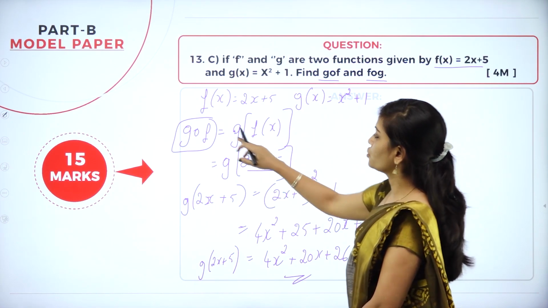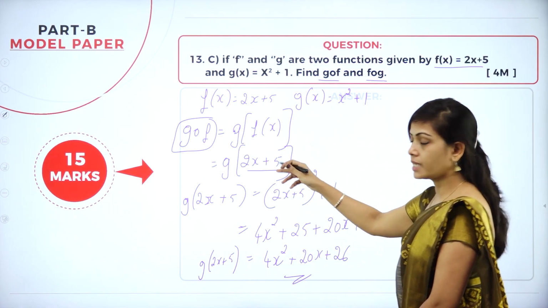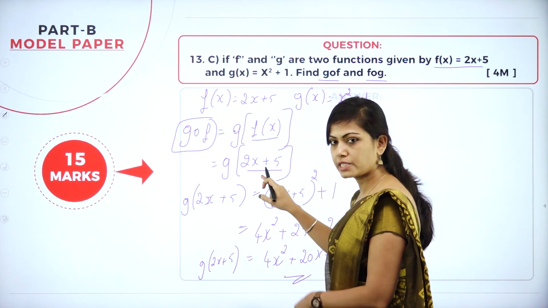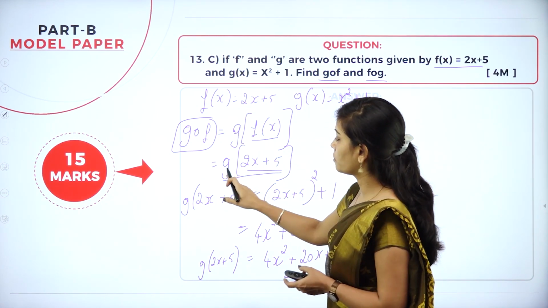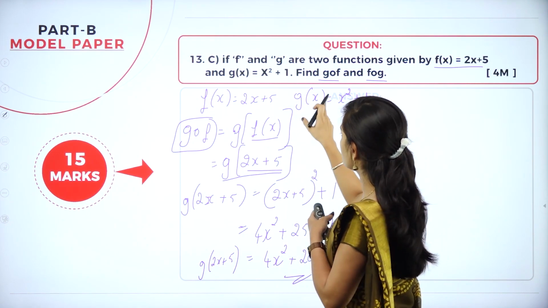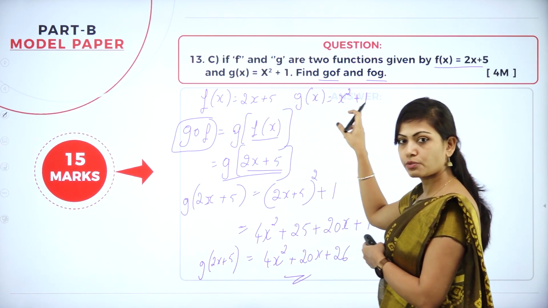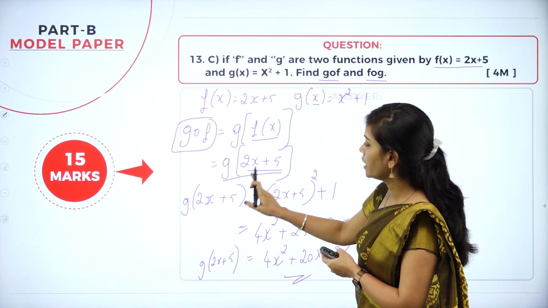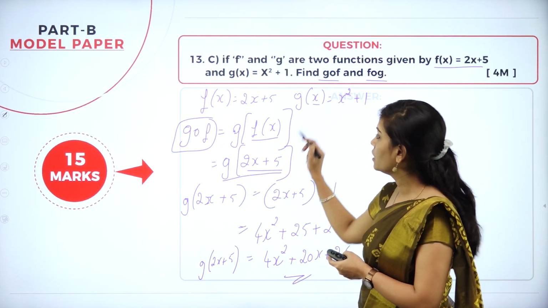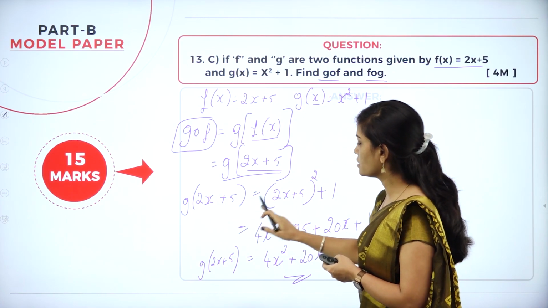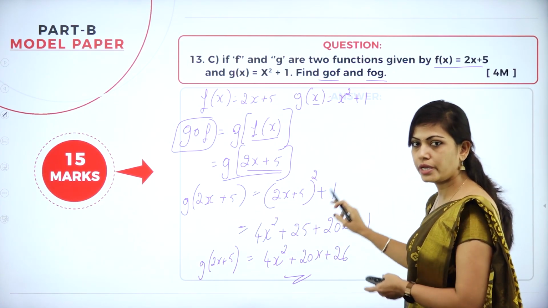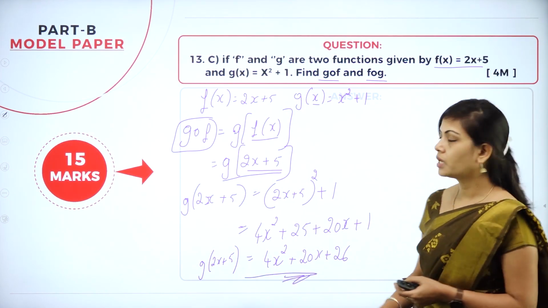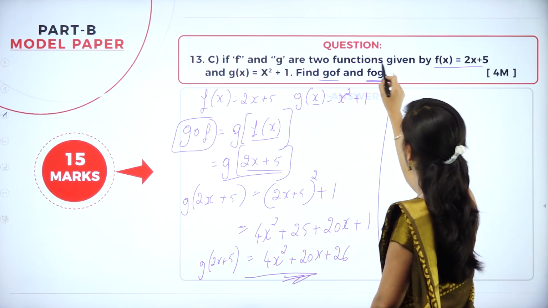I'll repeat. g of f you can also write as g of f of x. Now, f of x means what? It is 2x plus 5. Now, this is in the form of g of x. So what is g of x? g of x is equal to x square plus 1. Replace the value of x here. So in place of x, you can put this 2x plus 5. Now, g of 2x plus 5 is equal to 2x plus 5 whole square plus 1. You just expand this, you will get the value. So next is f of g.